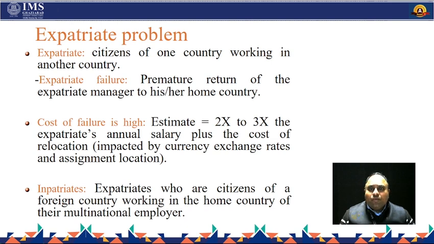Expatriate problems arise whenever we deal with such a global perspective of HRM. So what are the problems that organizations are facing? The first problem is citizens of one country working in another country, expatriate failures. We see premature return of expatriate managers to their home country. Sometimes they return to their country, leaving their job.